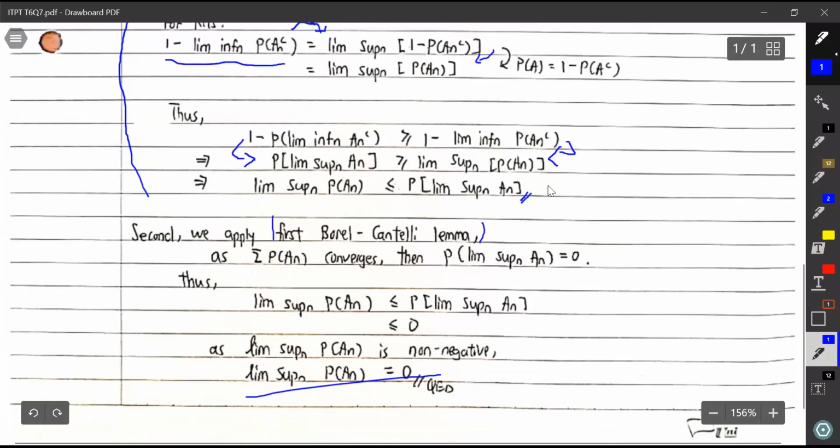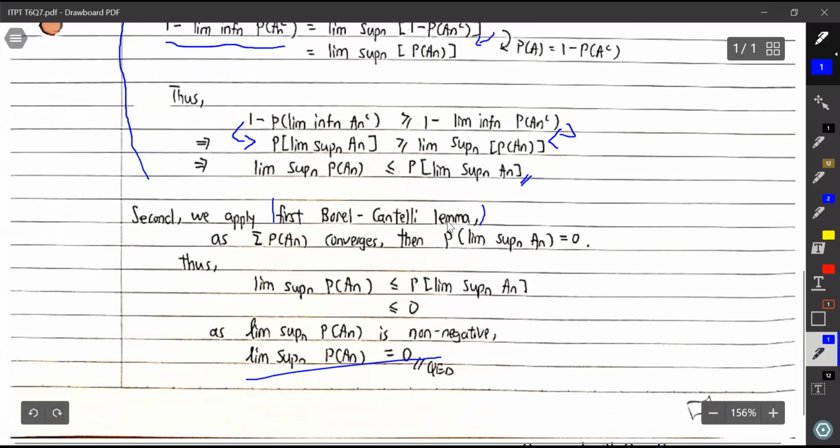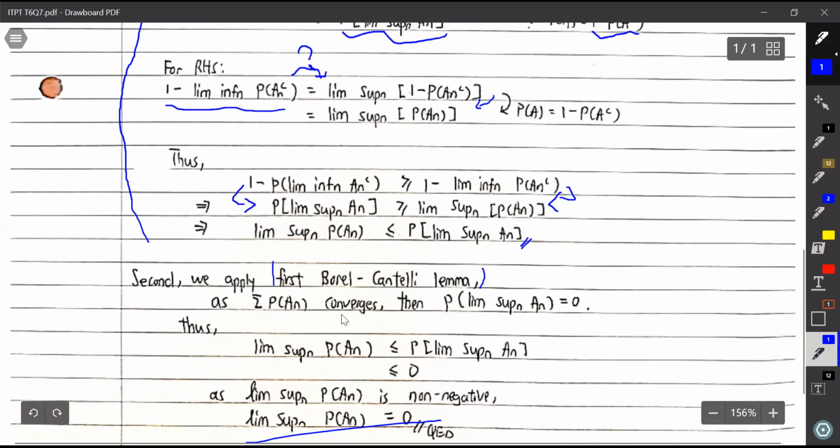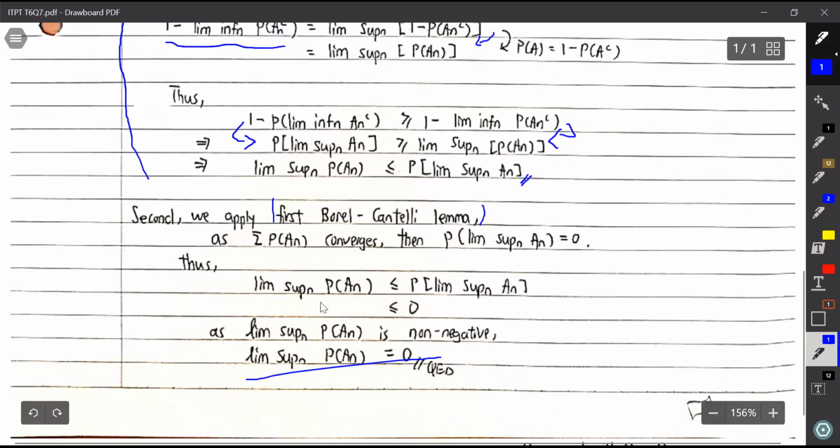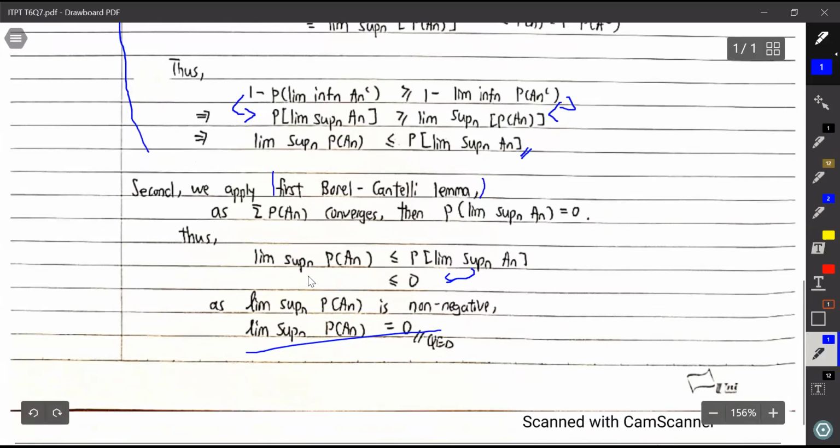So for the second step, we apply the Borel-Cantelli lemma, which I didn't explain further because it was explained in the lecture. The first Borel-Cantelli lemma states that if the summation of P(A_n) converges, then P(lim sup A_n) is equal to 0. Because we know lim sup P(A_n) is smaller than P(lim sup A_n), which is 0, the lim sup P(A_n) is smaller than 0. And because probability is non-negative, the lim sup P(A_n) is equal to 0. So that's all.